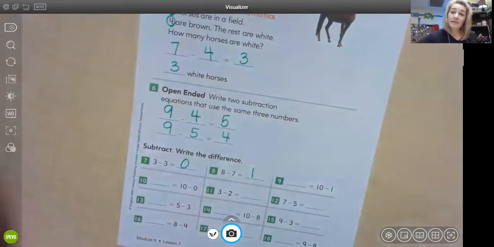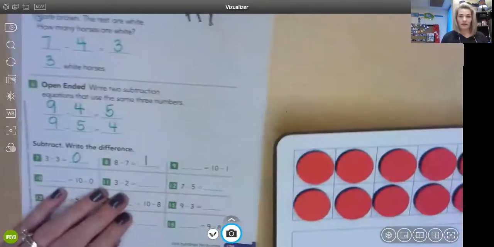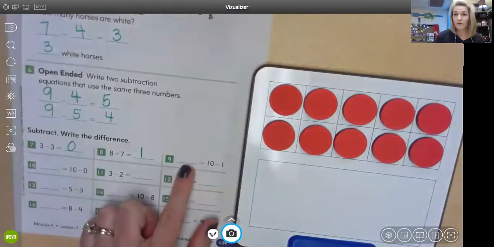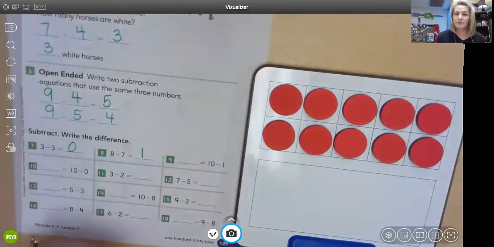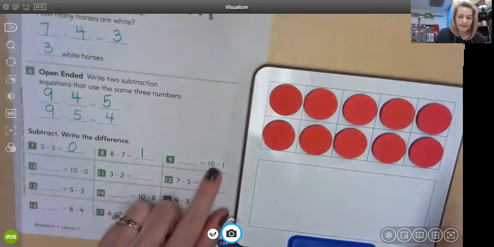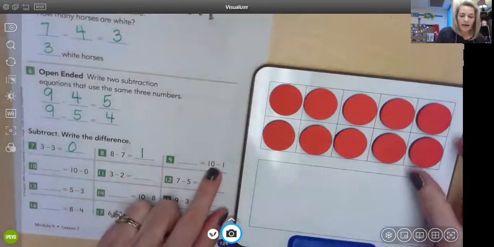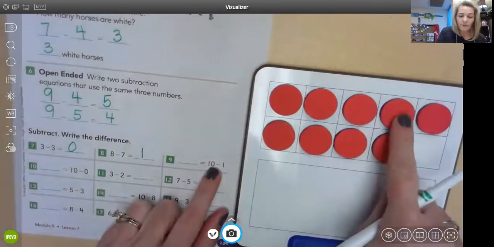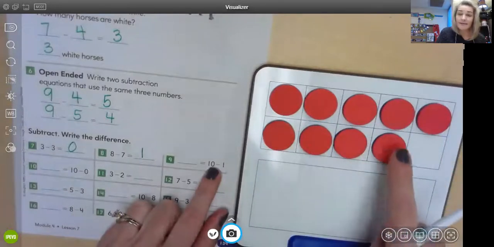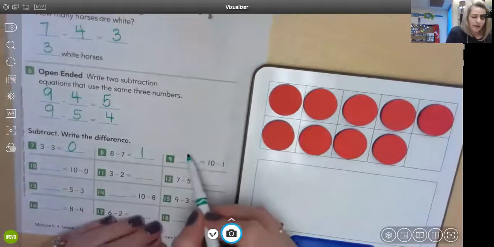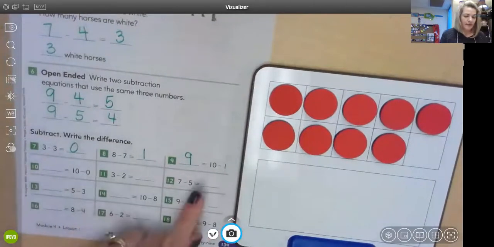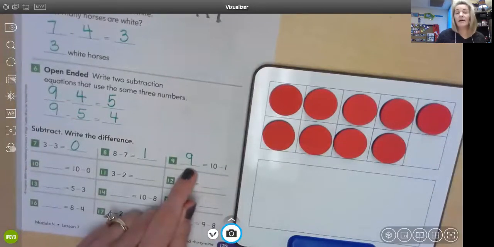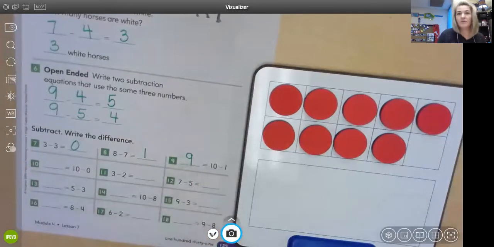Okay, the last one that I want to model over here is this 10 minus 1. And notice our answer is first. Again, we talked about equal being the same on both sides. So we have 10. I have 10 counters here. I'm going to take away 1. And that leaves us 1, 2, 3, 4, 5, 6, 7, 8, 9. So our answer is going to be 9. And so 10 minus 1 is 9. And then the number 9 is 9. So it is still equal on both sides.